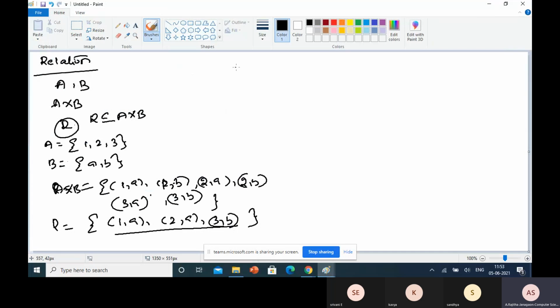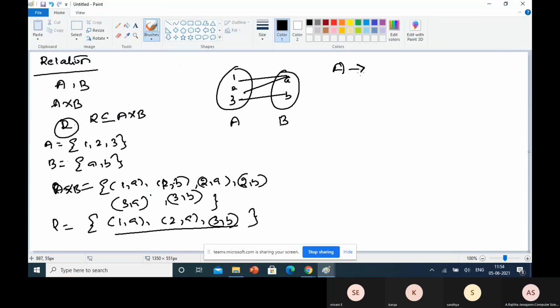So this relation also can be represented like this by using diagrams. Here this is the set of elements A and this is the set of elements B. 1, 2, 3. Here a, b. 1 to a and 2 to a, 3 to b. So this is some relation. So here, one more concept. That means the relation is from A to B. Okay. So here R is nothing but a subset of A cross B.